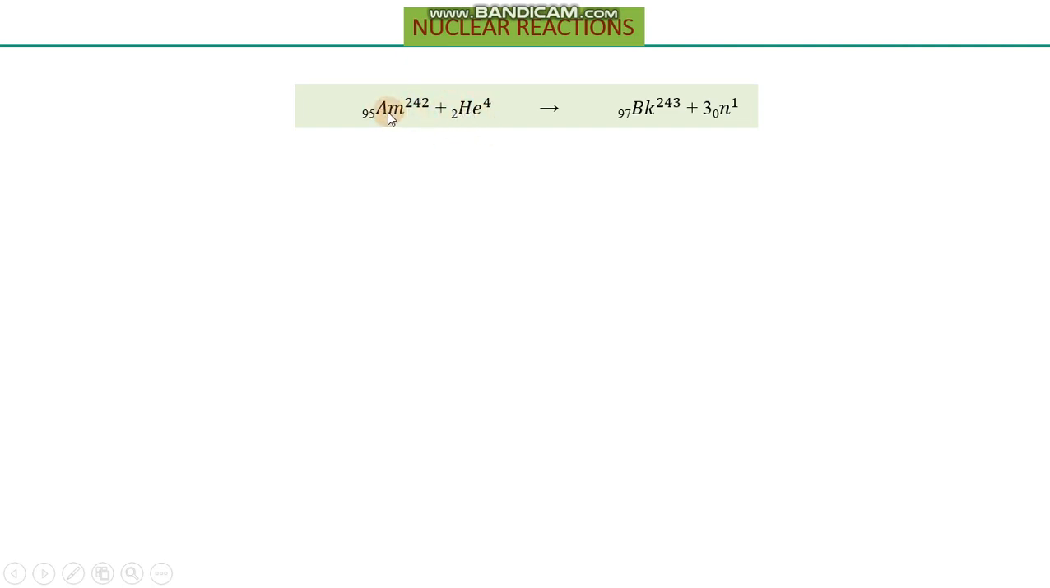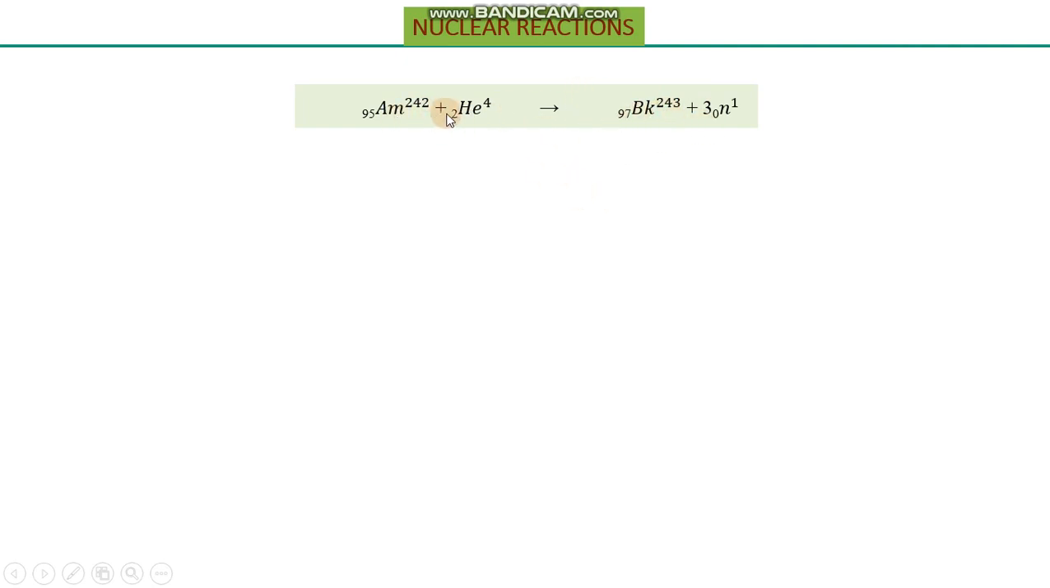The alpha ray enters the nucleus of americium, or it is absorbed by americium, and definitely a heavier nucleus is produced. The heavier nucleus is berkelium, along with three neutrons. Now if you balance the equation, 95 plus 2 is equal to 97, and here we have 97 plus 0 is equal to 97. 242 plus 4 is equal to 246. 243 plus 3 neutrons, so we have to add 3 here, so 246 there, which makes the equation completely balanced.